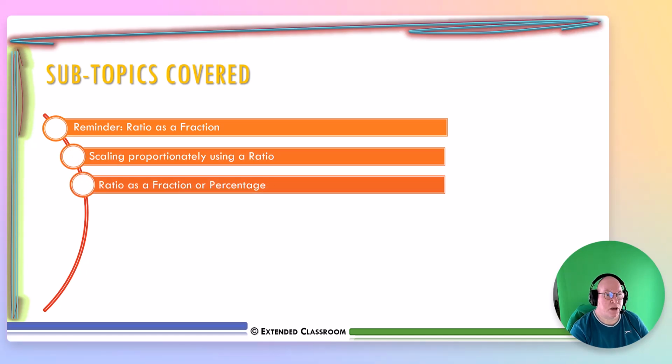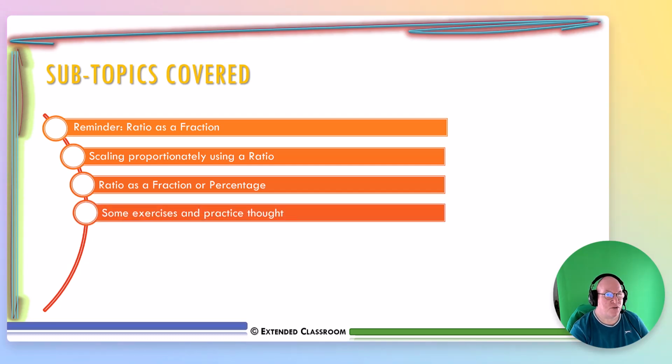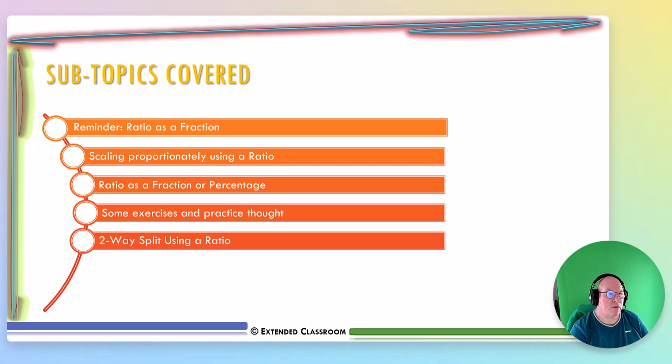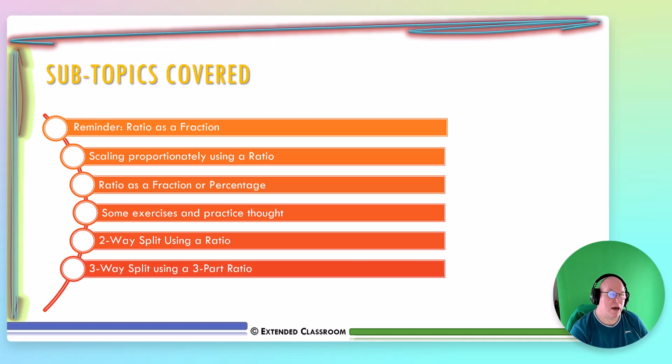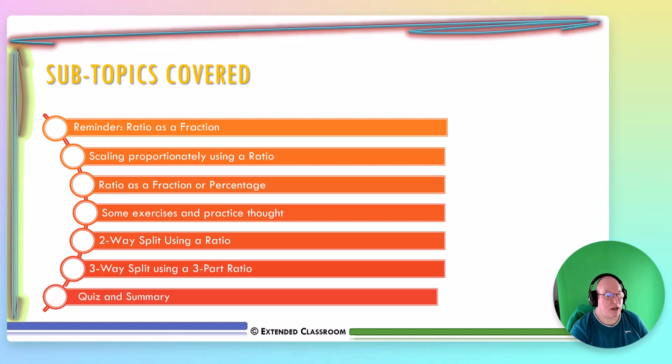What we'll do is we'll look at a ratio as a fraction or even a percentage. We'll look at some exercises and a bit of practice for thought for you. We'll have a two-way split using a ratio and a three-way split using a three-part ratio. Then a tiny wee quiz at the end and a quick summary just to make sure that you're okay, and then you go away and practice.